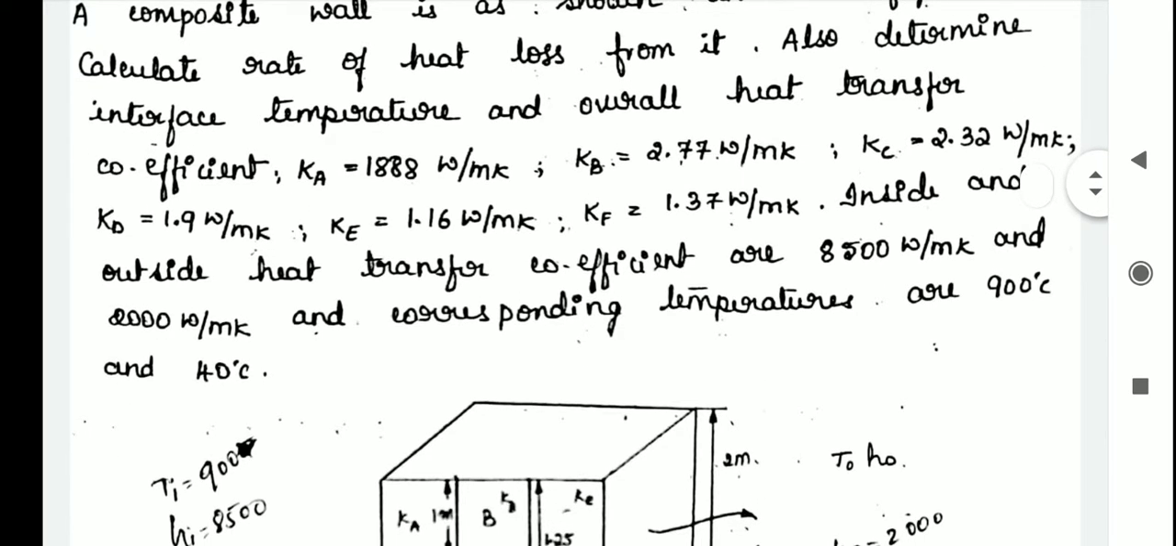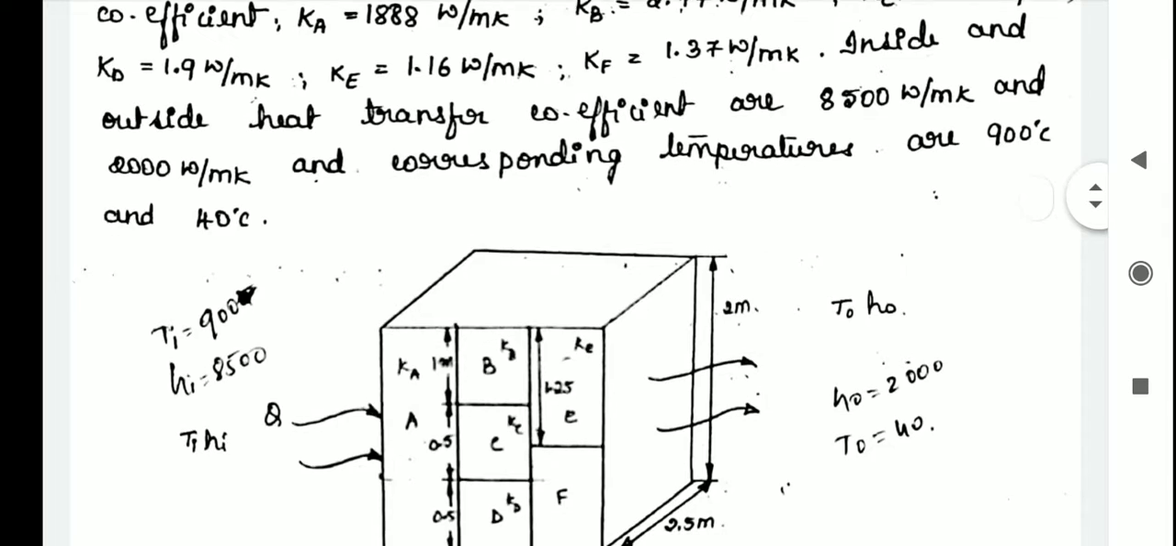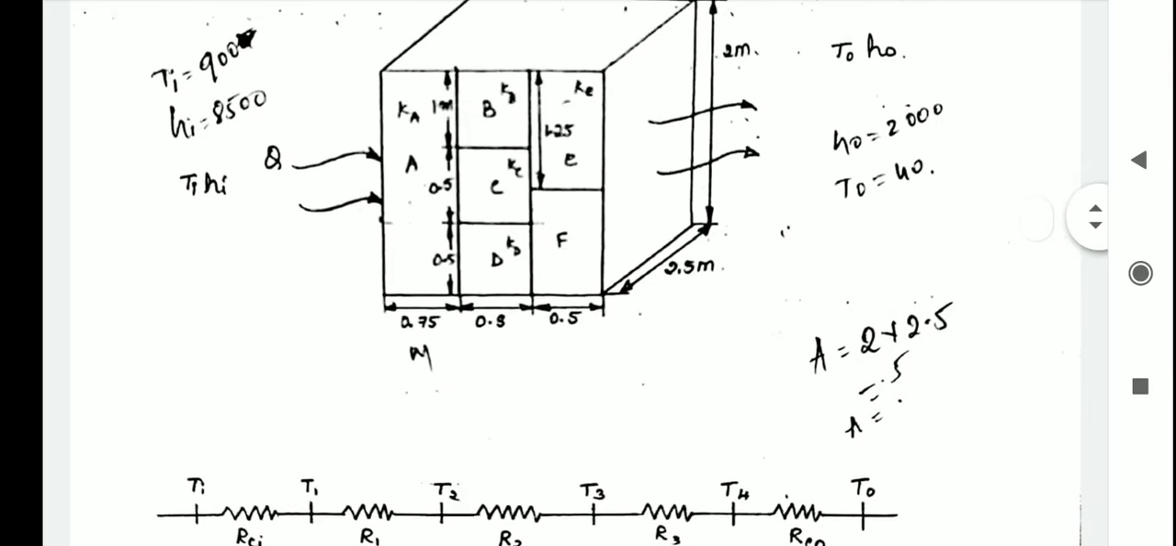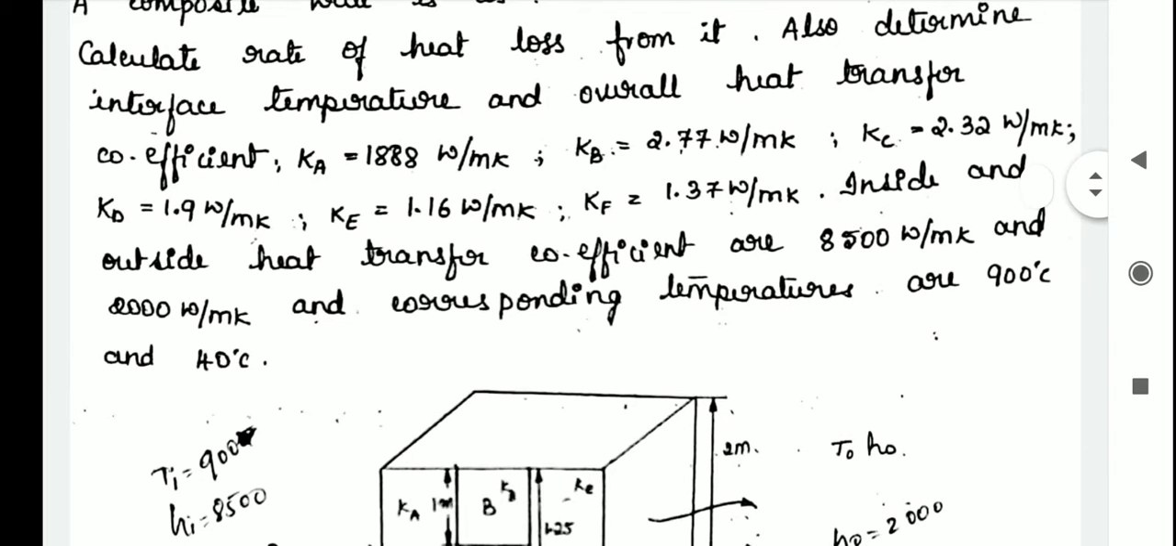Ka is 1888 watt per meter Kelvin, Kb is 2.77 watt per meter Kelvin, and Kc is 2.32 watt per meter Kelvin, and Kd is 1.9 watt per meter Kelvin, Ke is 1.16 watt per meter Kelvin, and Kf is 1.37 watt per meter Kelvin.